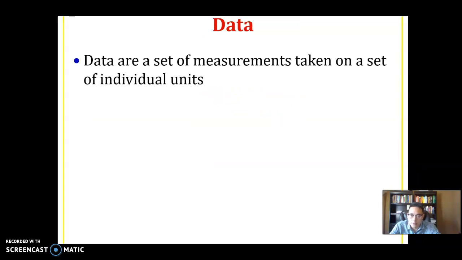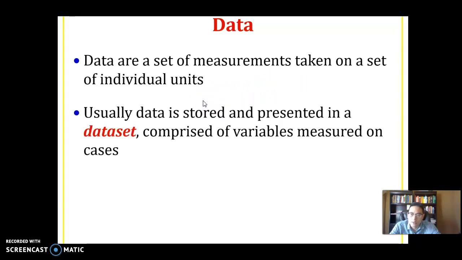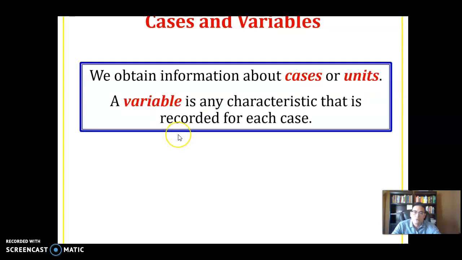So data are a set of measurements taken on a set of individual units, and usually data is stored and presented in a data set comprised of variables measured on cases. So what are cases and variables? A case is such as one person, a name of a person. So in the class, say we have 20 students, then there are 20 cases, or 20 units.